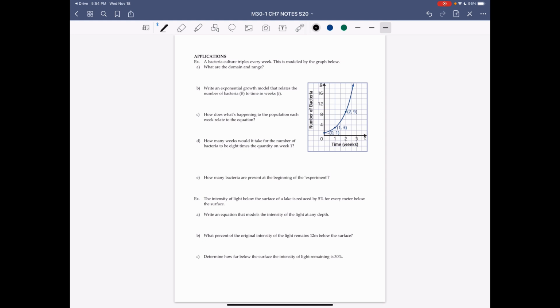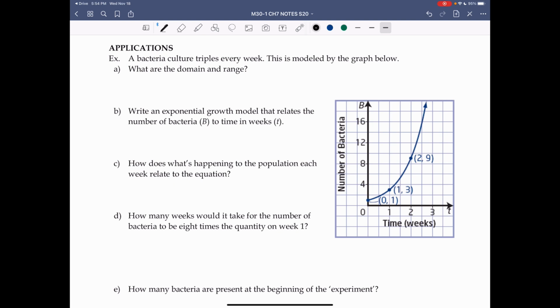Applications. A bacteria culture triples every week. This is modeled by the graph below. A. What are the domain and range? So domain is our time, in this case, in weeks. Time cannot be negative, so time's going to start at 0, and then it's going to increase. We see that our graph has an arrow, so there's no stopping point. It is continuing on. Then domain would be x such that x is greater than or equal to 0, x ∈ R.